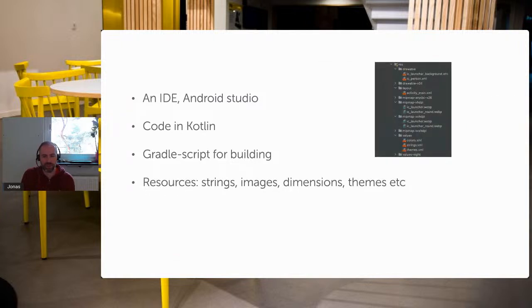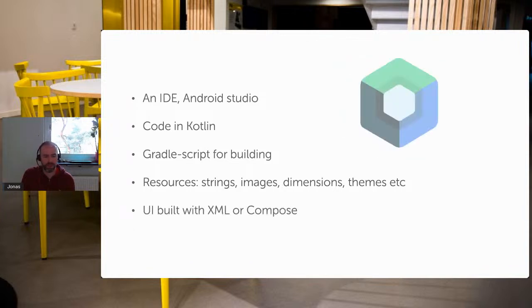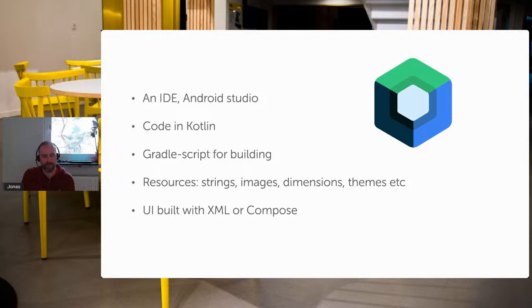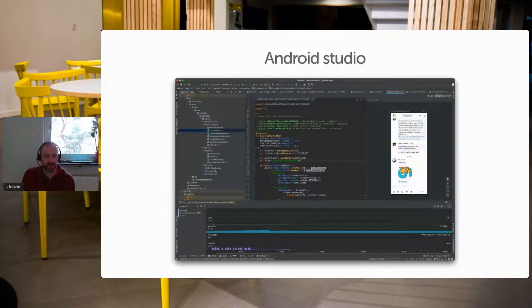And you have resources, which is basically a collection of everything bundled with the app that you might want to display. It can be strings, images, dimensions and such. And of course, you need your UI, which you build with either the old legacy XML or the more future-proof Compose. And a quick look at Android Studio, this is how it looks, and this is actually running Compose stuff, and it has a nice preview, profiling, and quite a few things in there.